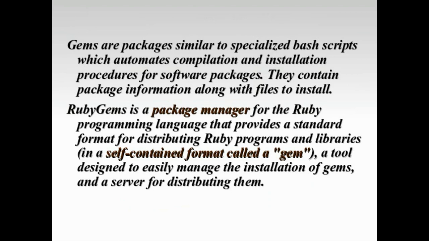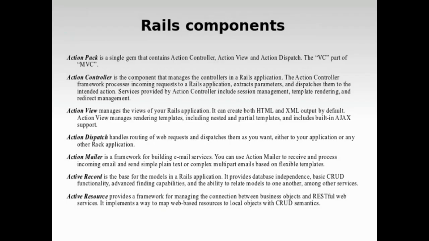Action View manages the views of your application. It can create both HTML and XML output by default. Action View manages rendering templates, including nested and partial templates, and includes built-in AJAX support. Action Dispatch handles routing of web requests and dispatches them as you want, either to your application or any other Rack application. Action Mailer is a framework for building email services.